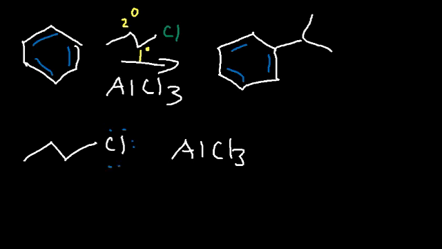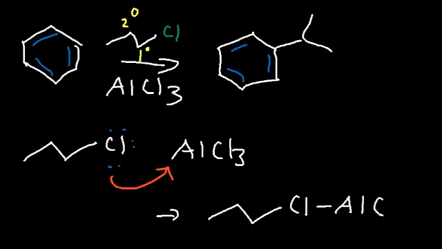Now the first thing that happens is the alkyl halide reacts with the Lewis acid catalyst. So the chlorine binds with the aluminum, and so we're going to get this adduct. When aluminum has 4 bonds, it has a negative formal charge. And when chlorine has 2 bonds, it's going to have a positive formal charge.